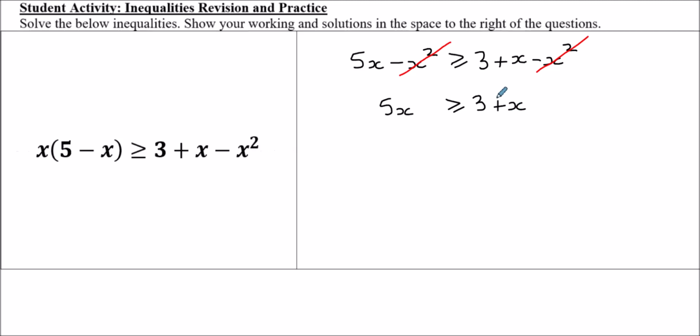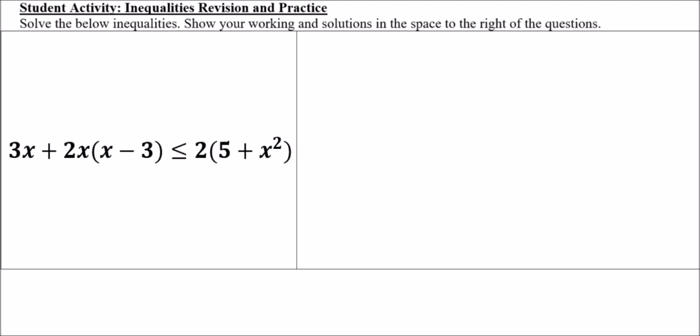If we now subtract an x from both sides, we get that 4x must be greater or equal to 3. Then dividing through by 4, we see that x must be greater than or equal to 3/4. Almost at the end now. So again, some brackets to expand.